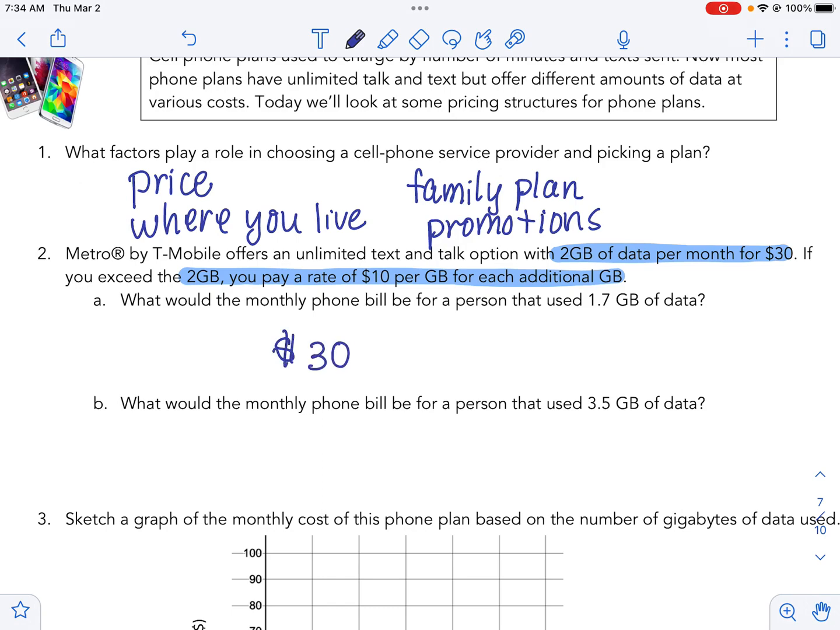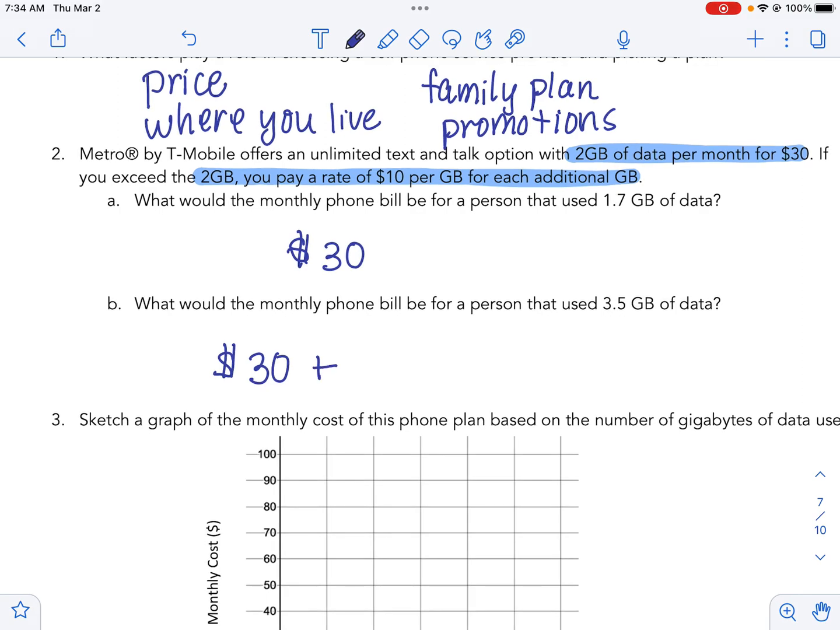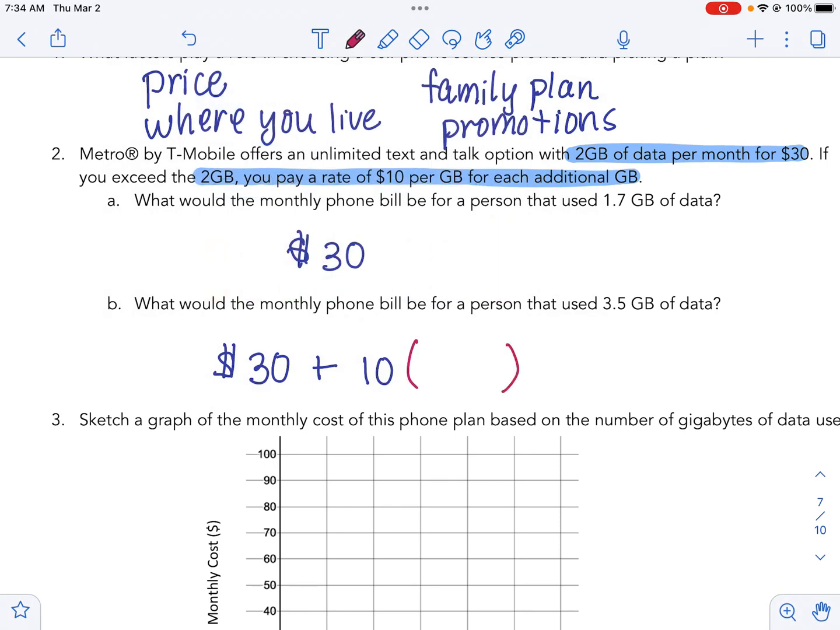What would the phone bill be for a person that used 3.5 gigs of data? Okay, so you're going to spend the $30 for the 2 gigs, plus we have to figure out how much we went over, and it's $10 for every gig that we went over. And so going over, we can use 2 gigs, so it'd be 3.5 minus 2. So what is that extra? What would that be? 1.5? Okay. So we'd multiply that by 10. 1.5 times 10 is 15, plus $30 would give us a total bill of $45.